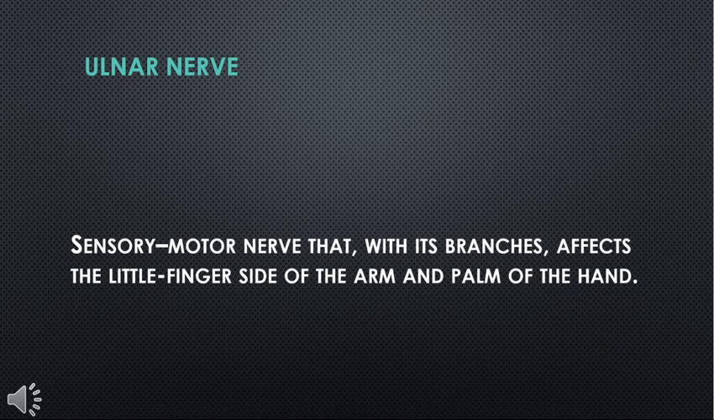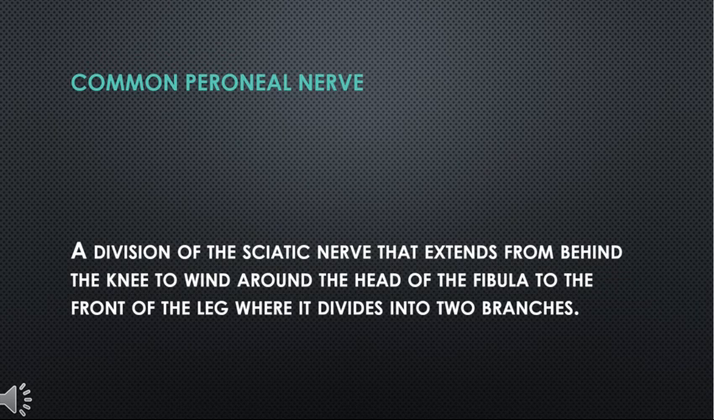Ulnar nerve. Sensory motor nerve that, with its branches, affects the little finger side of the arm and palm of the hand. Common peroneal nerve. A division of the sciatic nerve that extends from behind the knee to wind around the head of the fibula to the front of the leg where it divides into two branches.